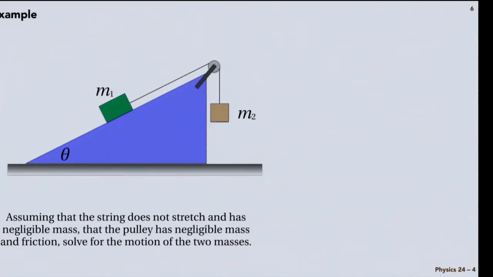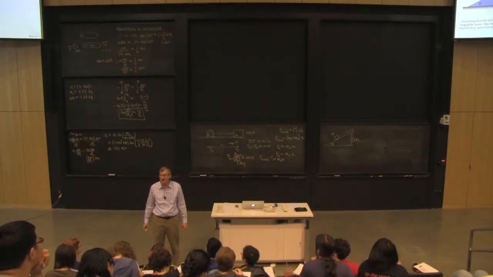So first, before solving the problem, tell me what will happen. Well, it depends on who's bigger. It looks like M1 is bigger, in which case M2 is going to go up and M1 is going to slide down. So it seems to me there are three choices. What are the three possibilities?